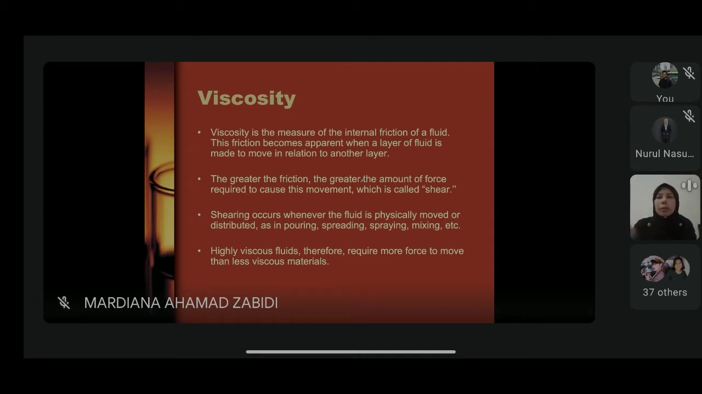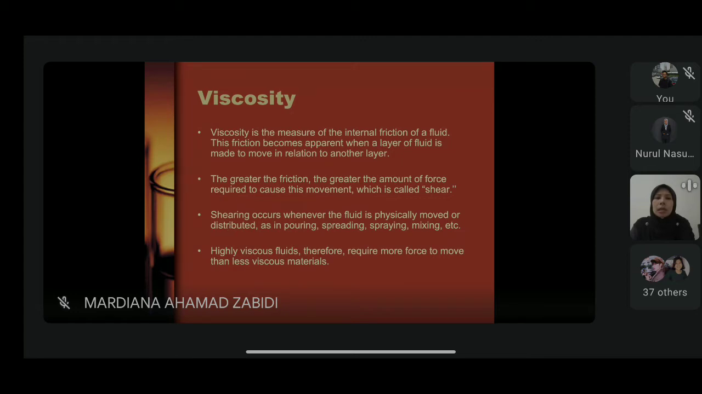Contohnya macam you nak mix sugar and water, so you require mixing. Okay, that one is known as shear. So shearing, this one occurs whenever the fluid is physically moved or distributed. Contohnya pouring. Pouring tu contoh macam you pour tomato ketchup out from the bottle. So that one is shear as well.